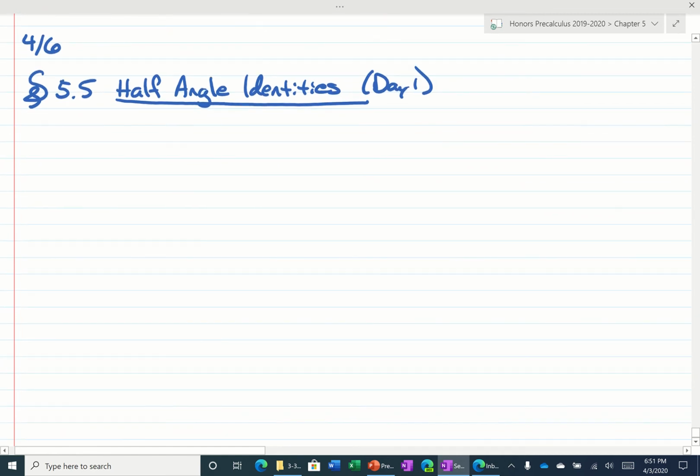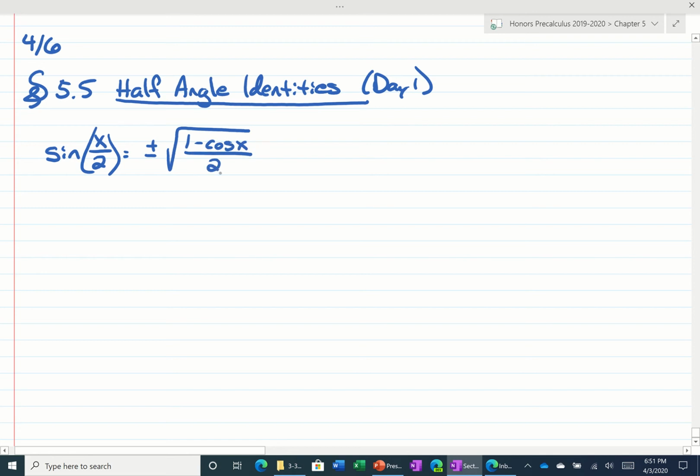So if you look at your formula sheet, this is the bottom half. You could see that the sine of an angle divided by 2 is equal to plus or minus, depending on where the angle is, we'll talk about that more in a little bit, the square root of 1 minus the cosine of x divided by 2. The cosine of an angle divided by 2 could be plus or minus, depending on where the angle is, the square root of 1 plus cosine divided by 2.